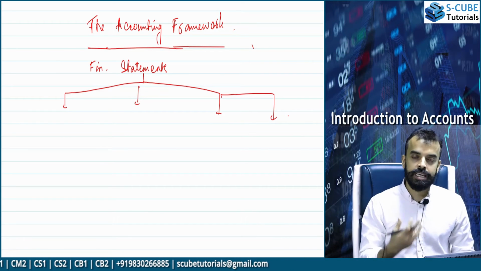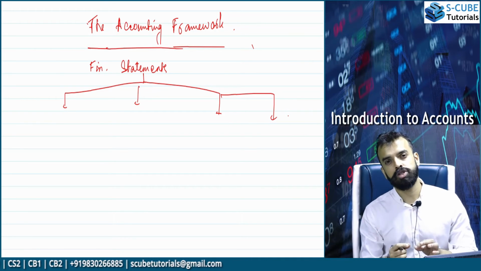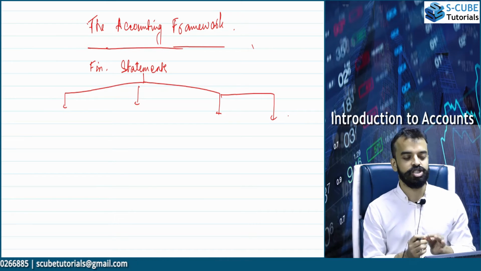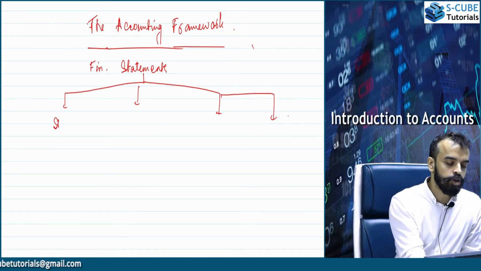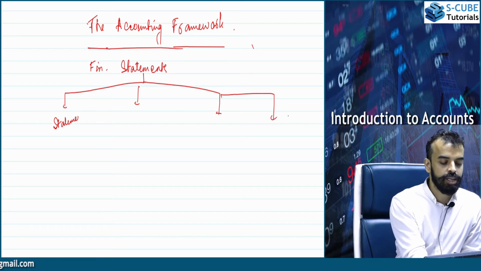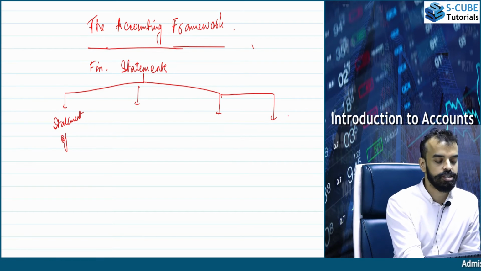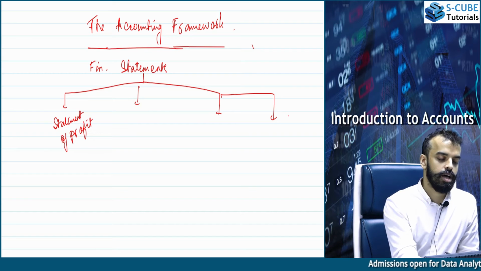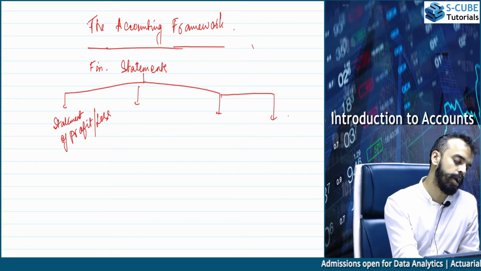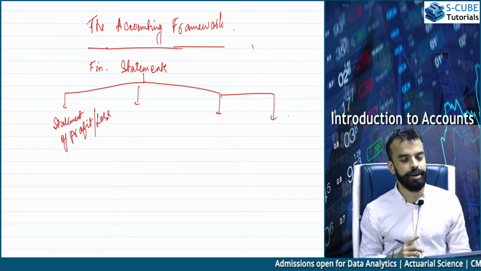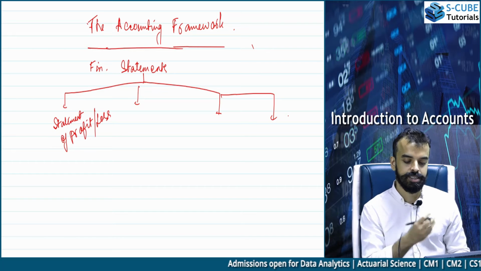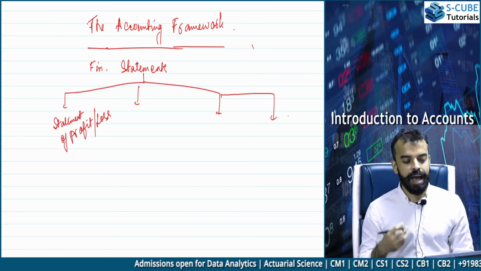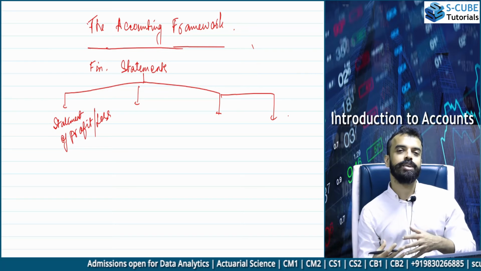In order to give you a picture of the financial results of a particular financial year, we prepare the statement of income or income statement, or we call it the statement of profit and loss. Okay. This is number one. Out of the four constituents, this is numero uno.